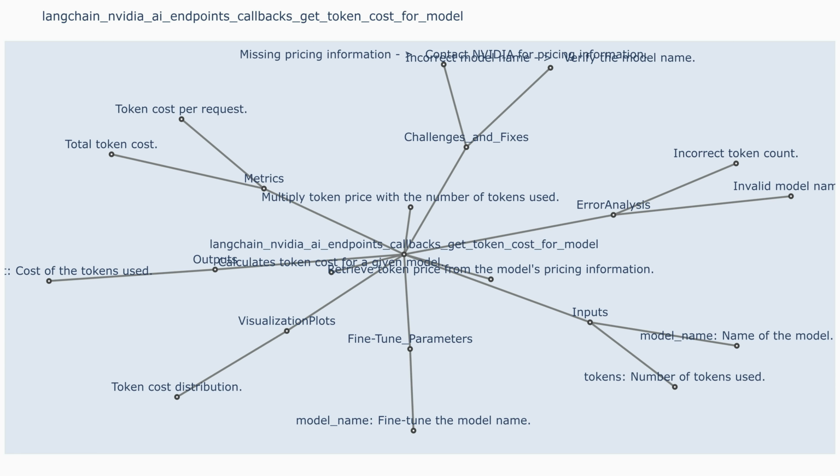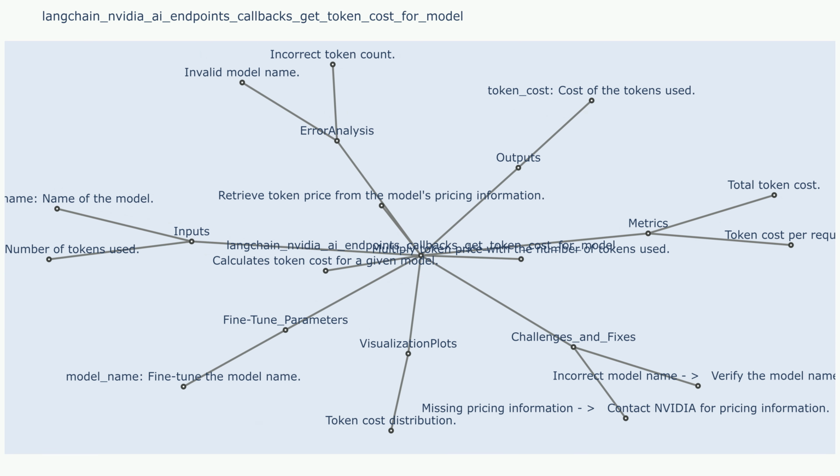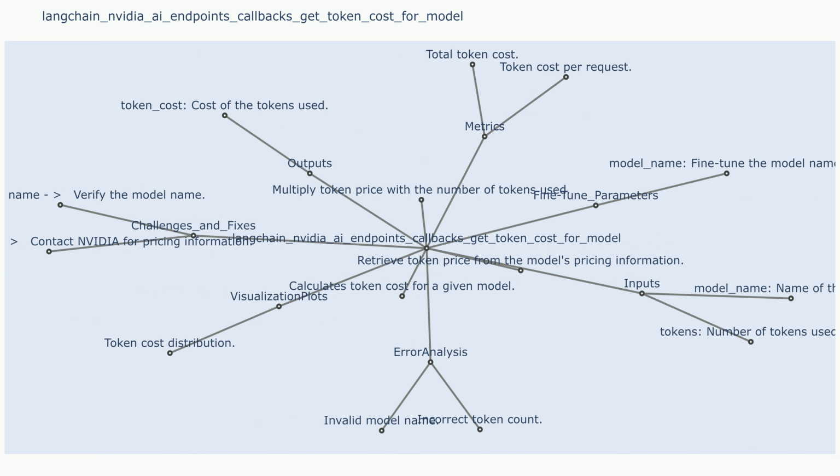Description. The get token cost for model callback in LangChain's NVIDIA AI endpoints integration is used to estimate the cost associated with using a specific language model for a given prompt. It leverages the token count function from the LangChain LLMS base module to determine the number of tokens in the prompt and then applies pricing information provided by the NVIDIA AI endpoints service to calculate the cost.